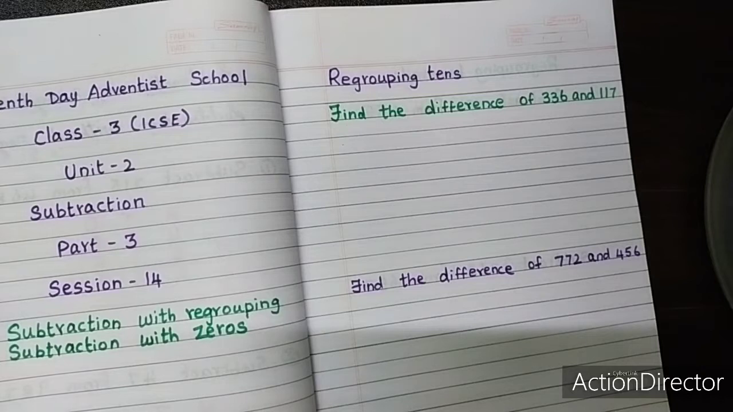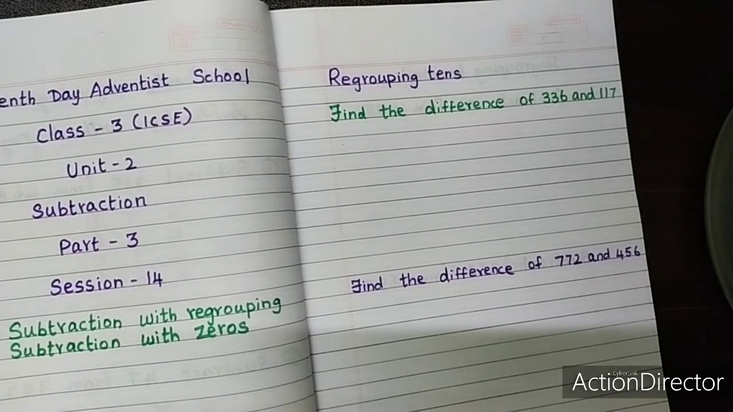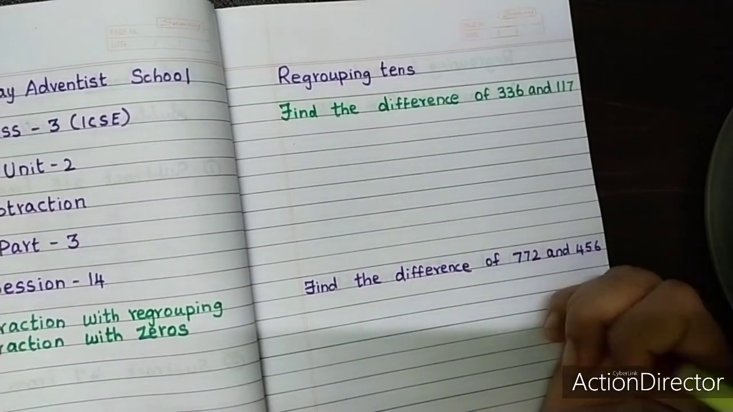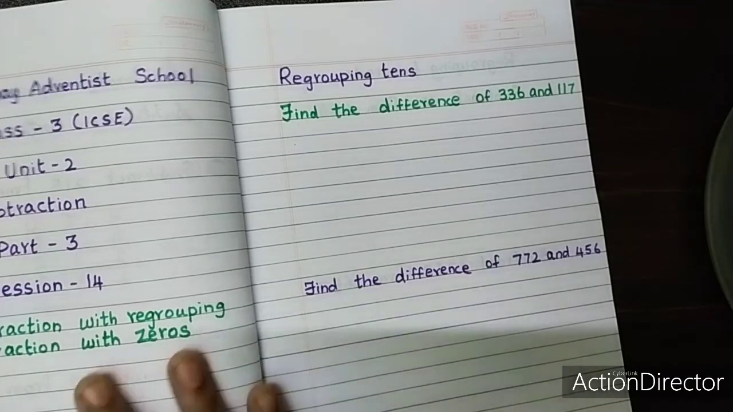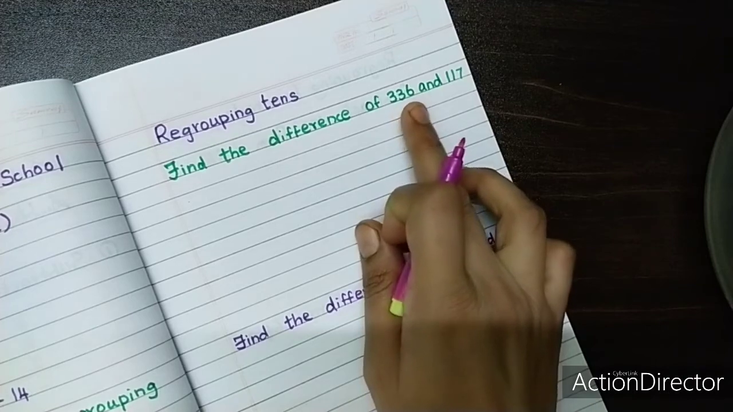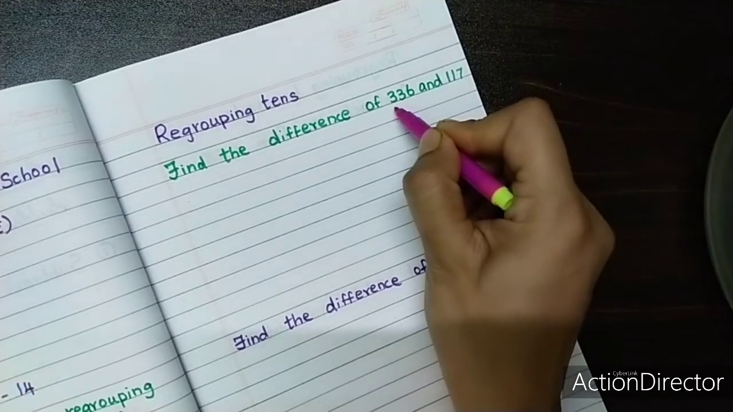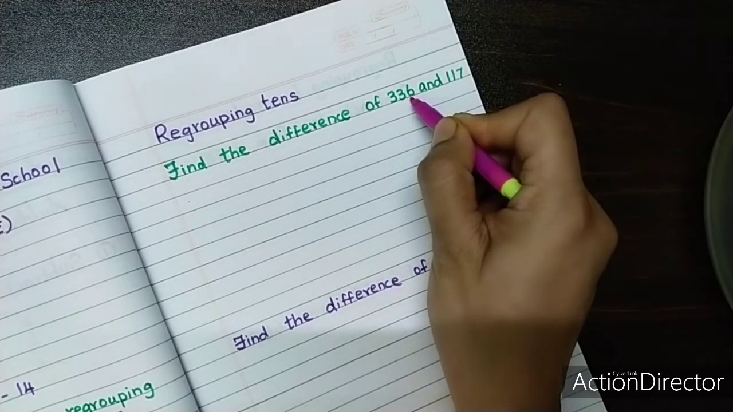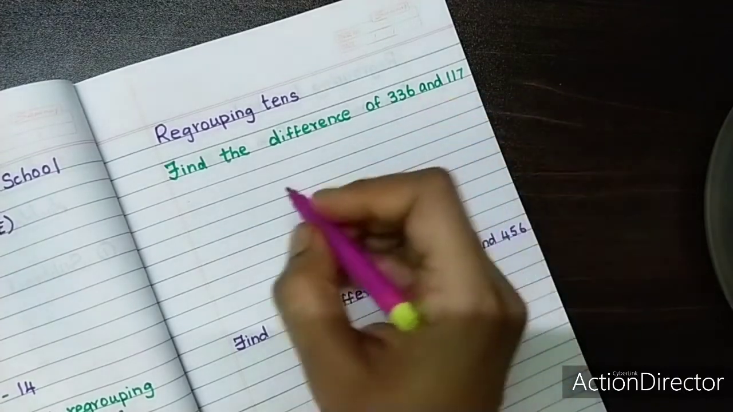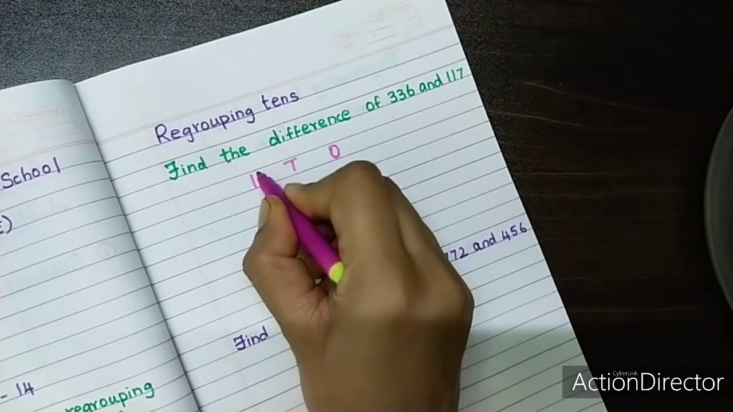Then we saw a few subtraction sums without regrouping. Today we are going to see subtraction with regrouping. Regrouping means we are going to borrow the number. Now, find the difference of 336 and 117. How many digit number is this? 3 digit, that is ones, tens, hundreds. First we shall write the place value: ones, tens, hundreds.